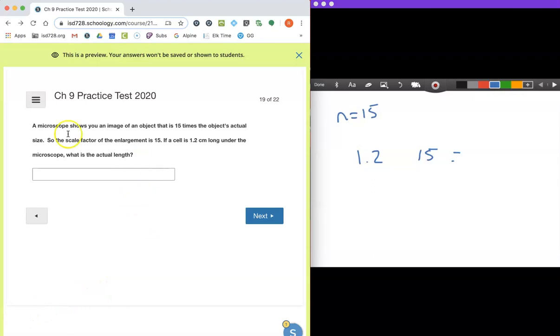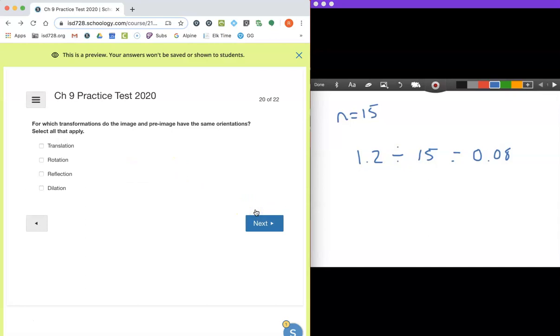So what it's saying here is that this is a cell that's this length under the microscope. That is an enlarged picture. That's the after, and we know that the microscope is making things look bigger than they really are, which means in real life, it's going to be smaller than that 1.2. Right? So 1.2 divided by 15 will give me my answer. If you do that, it's 0.08. So it looks like I should have put the centimeters after, but I forgot to do that. You don't have to type that in.